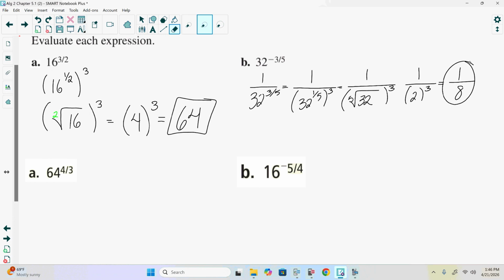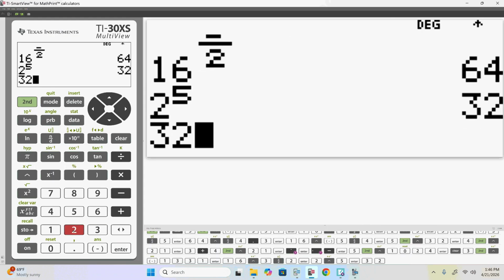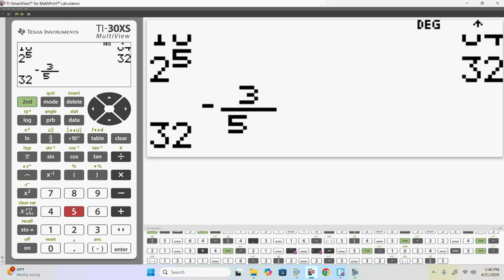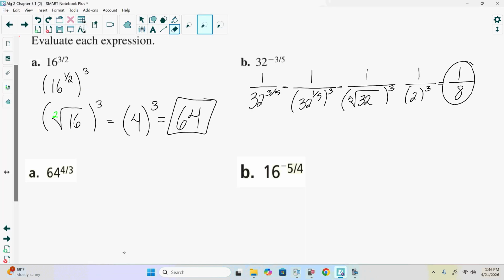Or, let's see what the calculator tells us. 32 to the negative 3/5 is 1/8. Questions on this so far?